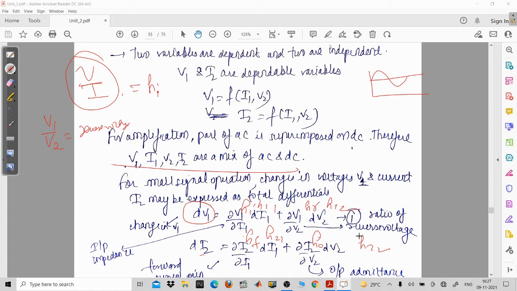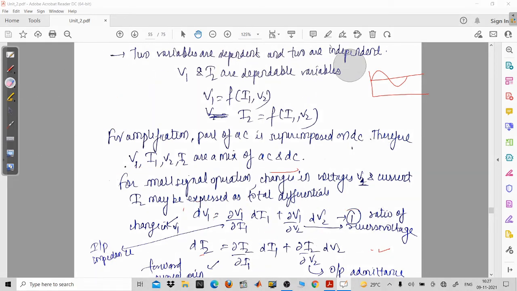Now this analysis is common, is applicable to all. That is the common base configuration, common emitter configuration and common collector configuration. The only thing you will have to do is replace this HI by HIB. For common base it will be HIB, for common emitter it will be HIE. So this is a brief introduction about the hybrid parameters.